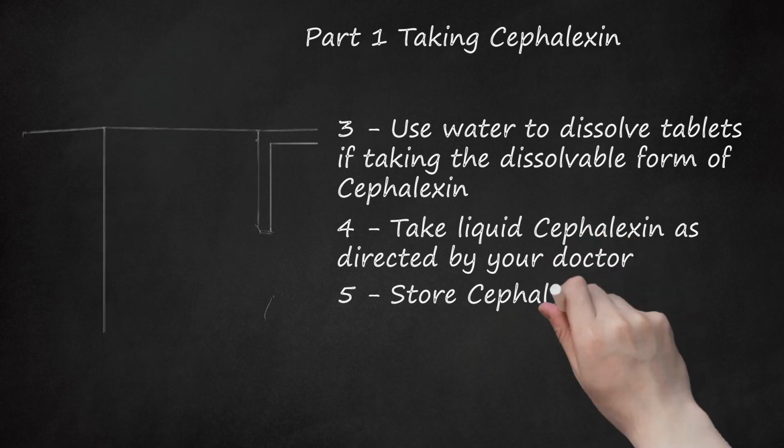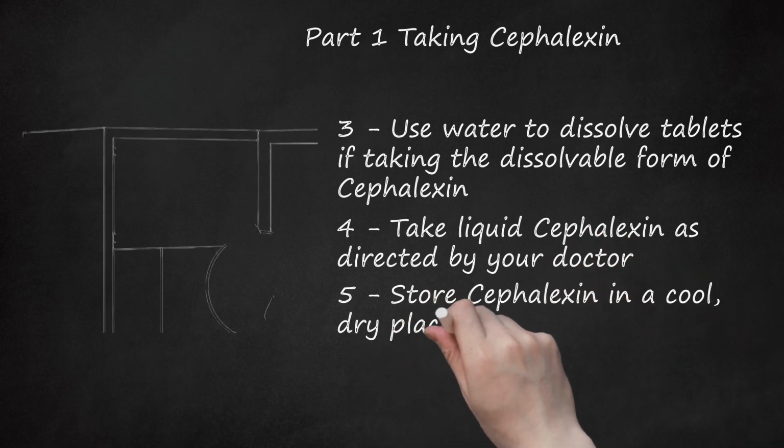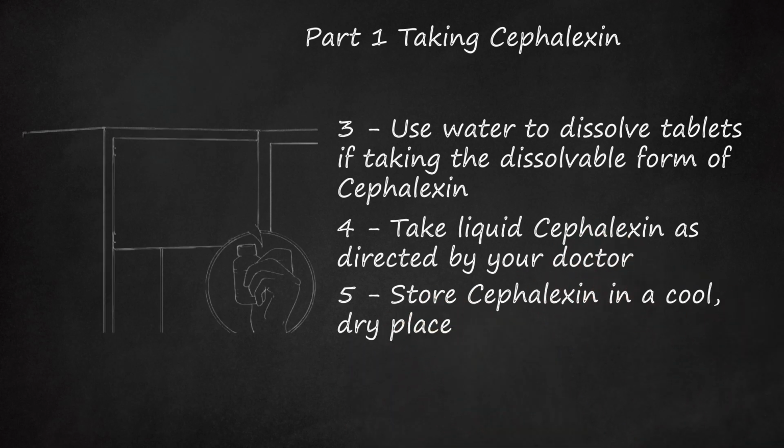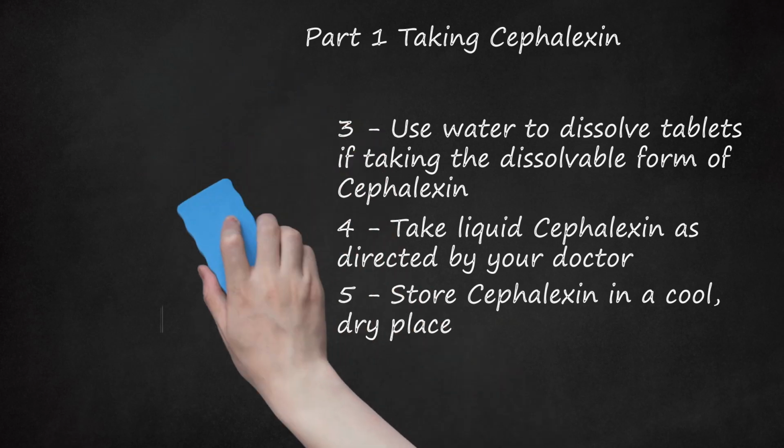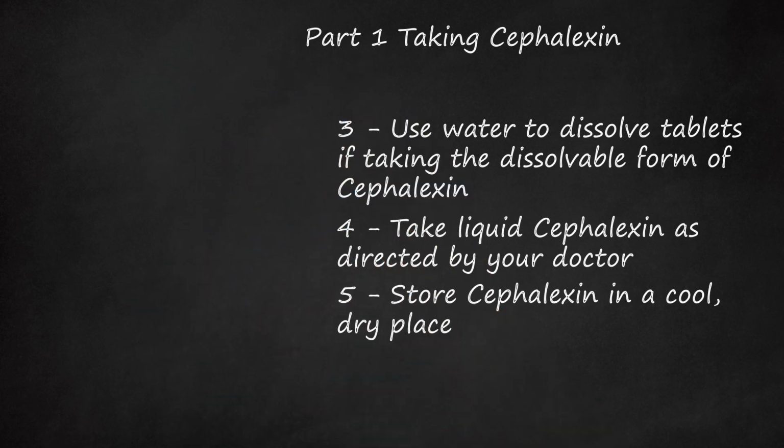5. Store cephalexin in a cool, dry place. Remaining cephalexin drugs should be stored properly. Store the drug in a cool, dry place with temperatures not exceeding 86 degrees Fahrenheit, 30 degrees Celsius. Do not store this drug in the bathroom because the moisture may affect the quality of the tablets or capsules. Liquid cephalexin should be stored in the refrigerator. Do not freeze this medication. Throw away any unused medicine after 14 days.